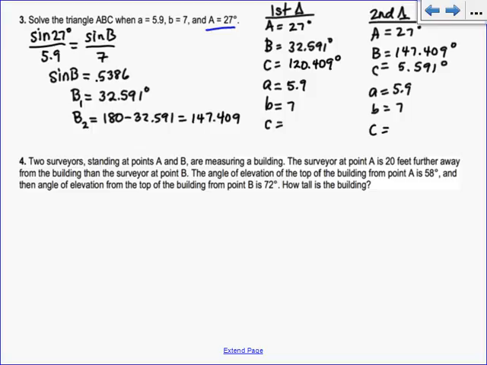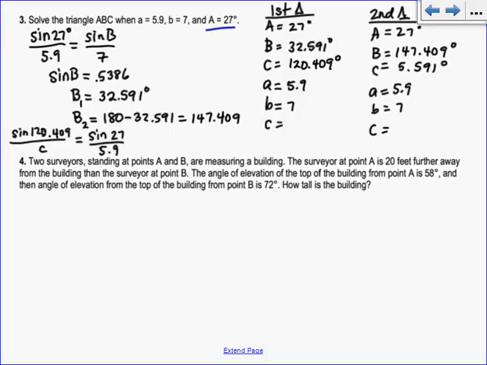So last thing we need to find is C then. So really, I mean, you have almost all the information. It's not really that terrible when you have two triangles. It's just a lot of information to write down. So we're going to do a sine of angle C for the first triangle. So 120 point whatever, 0.409 divided by little c equals sine of angle A over little a, 5.9.